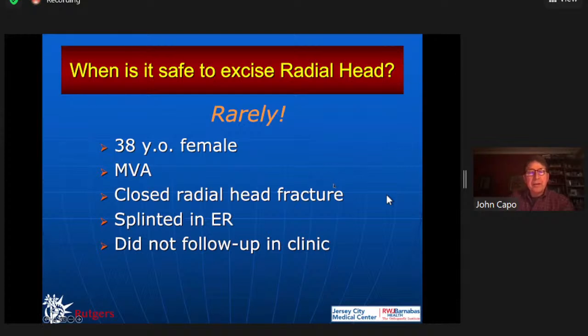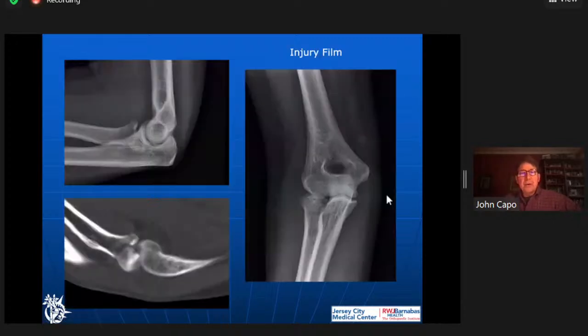38-year-old female, motor vehicle accident, closed radial head fracture. She came to our ER and then she didn't follow up. So this was her in the ER, radial head fracture, and I would worry about, is it proximally migrated a little bit? Probably not, because the humeral ulnar joint looks okay.